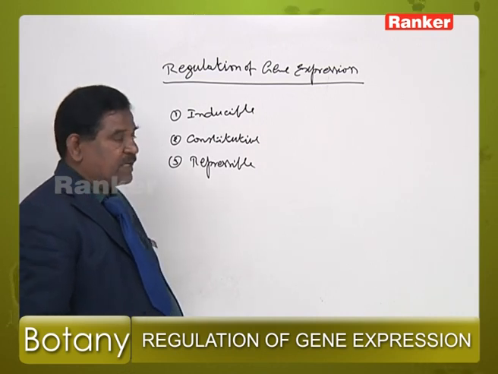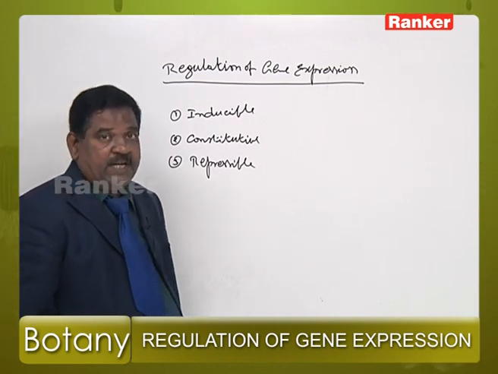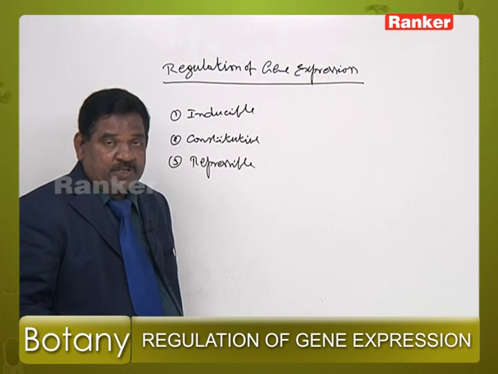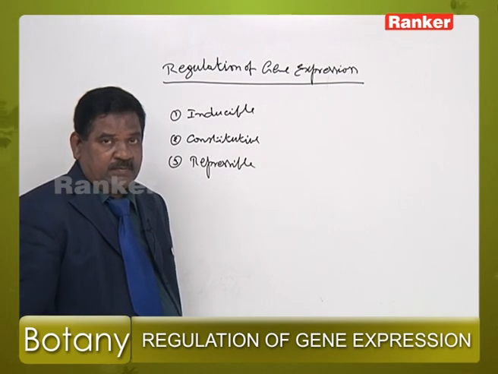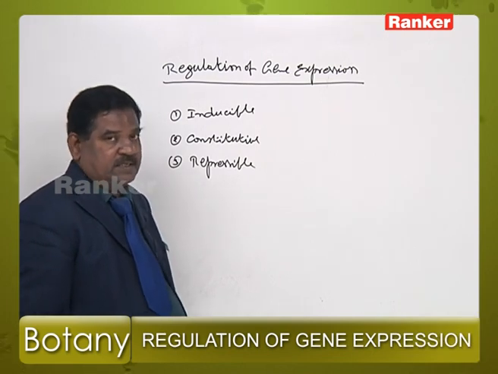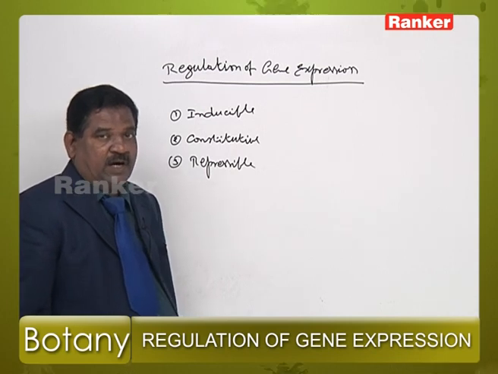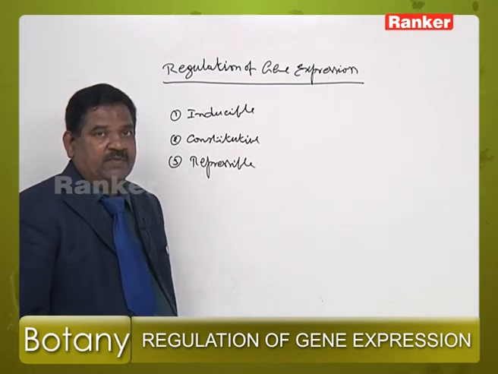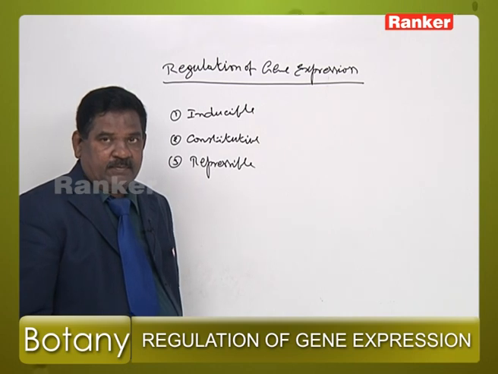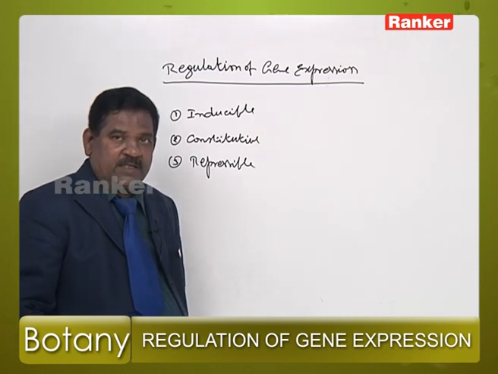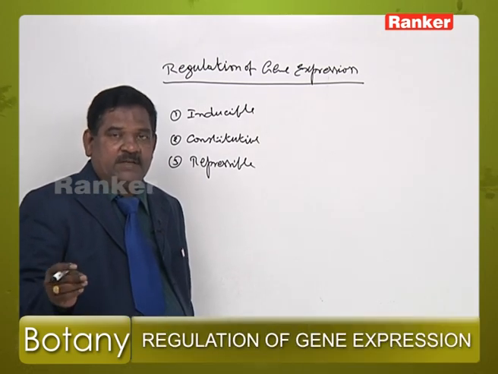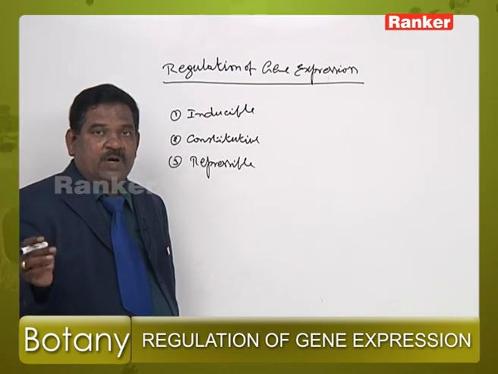And control of gene expression may be a negative process or it may be a positive process. Negative process: switched off because of the presence of the product of the gene. Switched on: it is also the expression of the gene based on the product of the gene.